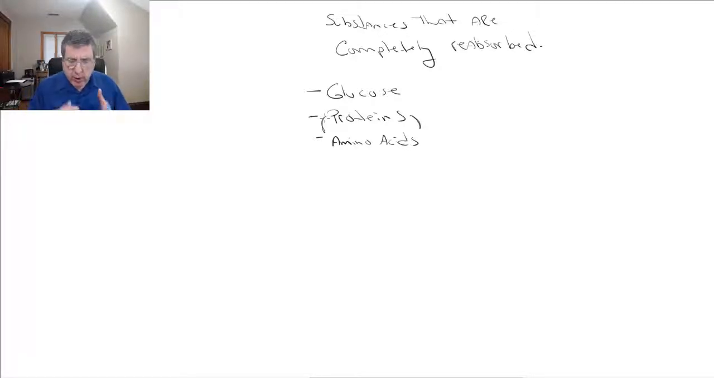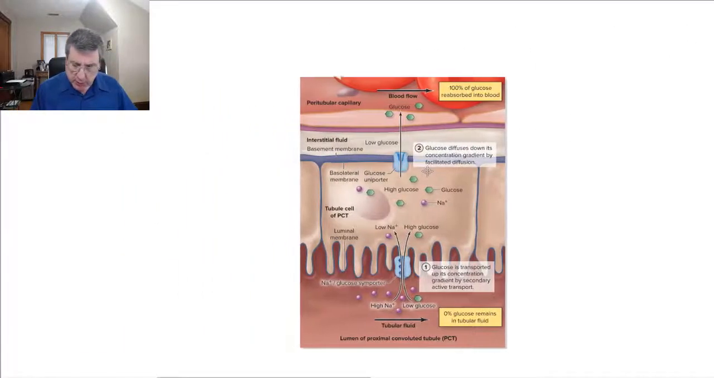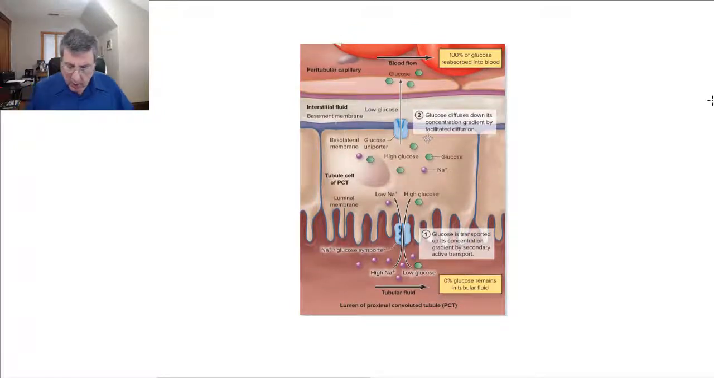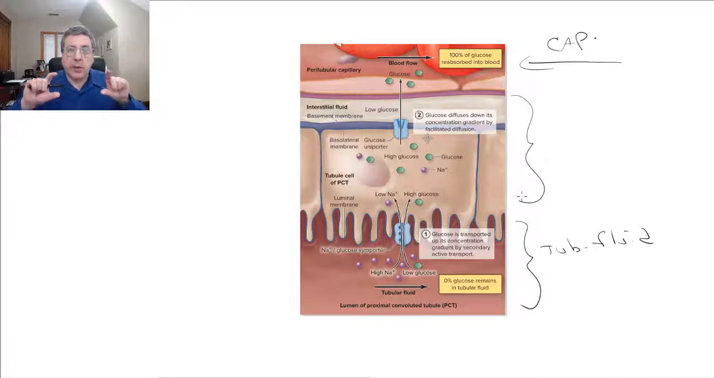But let's first look at what is occurring with glucose, because this is a little bit more detailed. So let's go across here and look at this picture. On the bottom section here, this is your tubular fluid, and you've got your capillary up here, just to orient you. And this middle section, in this case, is simple cuboidal epithelium lining the proximal convoluted tubule.